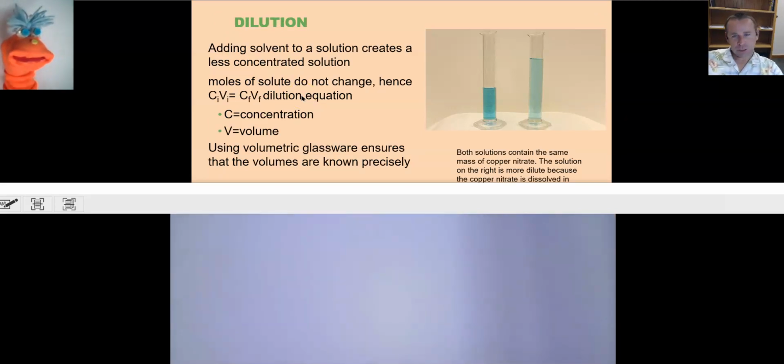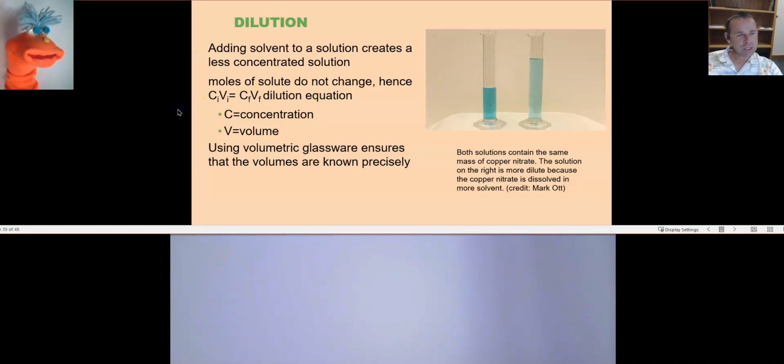So now, dilution. You guys are familiar with dilutions. Well, I've heard the word before. But you've also actually done dilutions in your life, right?